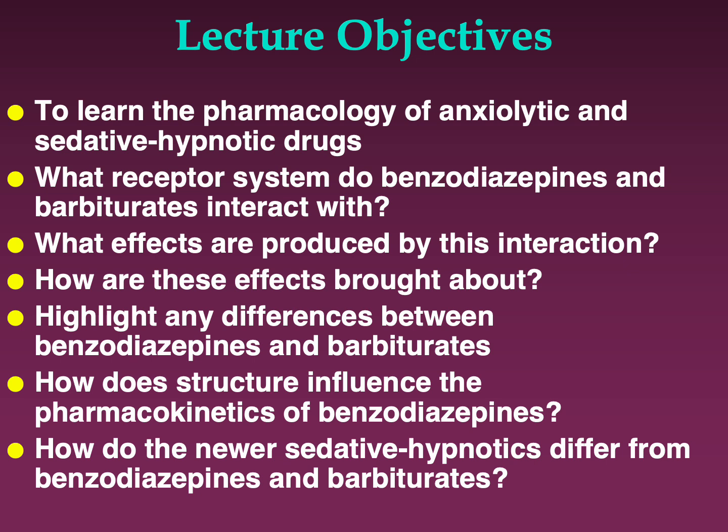So you want to know what receptor systems the benzodiazepines and the earlier drugs that were used before them, like barbiturates, interact with, what effects are produced by the interaction, how the effects are brought about. You should be able to highlight some of the very main differences between benzodiazepines and barbiturates. And in the case of the benzodiazepines, you should know something about how their structure influences their pharmacokinetics, because they mainly differ in their pharmacokinetic properties.